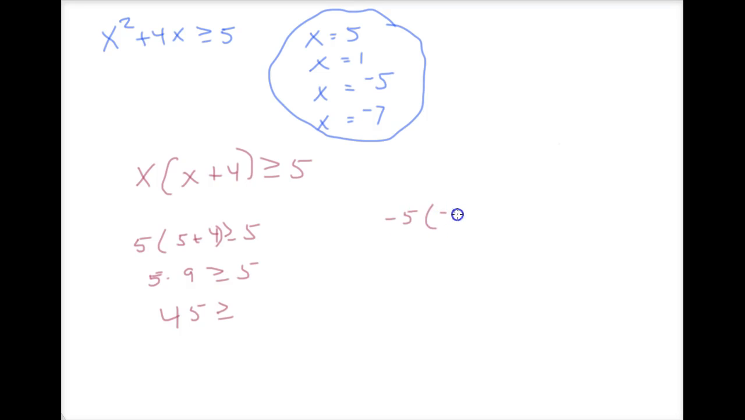-5 times -5 plus 4 is greater than or equal to 5. What we've got is -5 times -1, which is greater than or equal to 5. And that's also true. 5, negative times negative positive, and it is precisely equal to 5. So we got truths in 2 places.